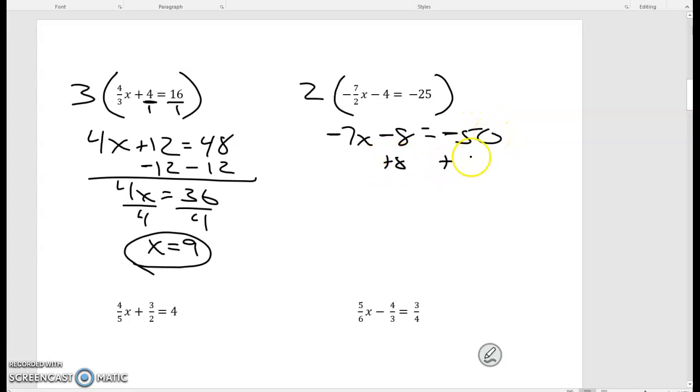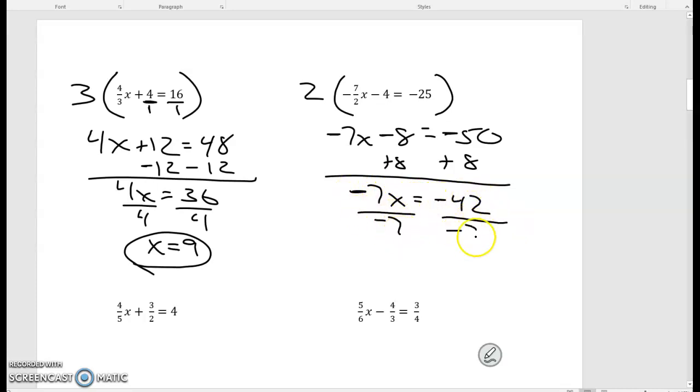Here I'm going to add 8 to both sides. My negative 7x equals negative 42. We divide by negative 7. We divide by negative 7. And I end up with an x equals 6.